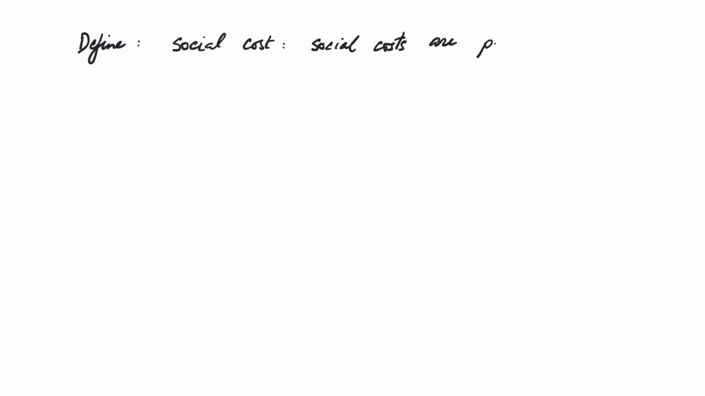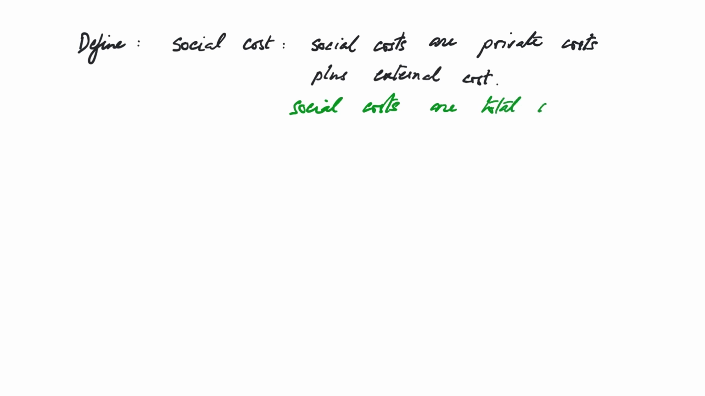that social costs are private costs plus external cost. Or you could say something like social costs are cost to the society. Yeah, social costs are total cost to the society.